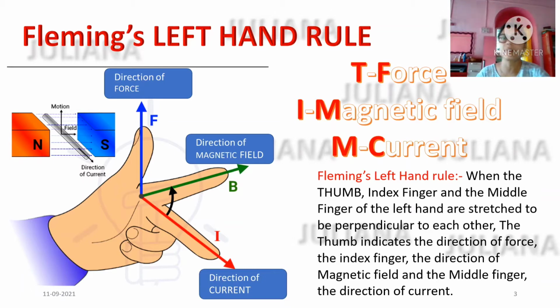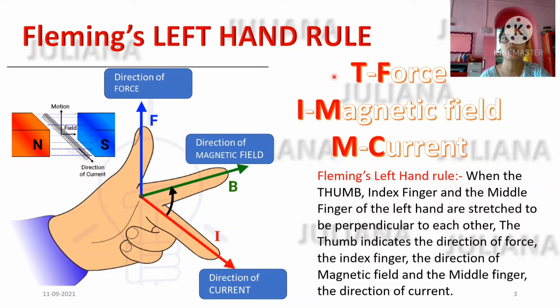When the thumb, index finger and the middle finger are stretched perpendicular to each other, the thumb indicates the direction in which the force is applied. The index finger points the direction of the magnetic field. Here you can see the direction of the magnetic field between the north and south pole, straight magnetic field lines. So the thumb indicates the direction of the force, the index finger represents the direction of magnetic field, and the middle finger shows us the direction of the current.